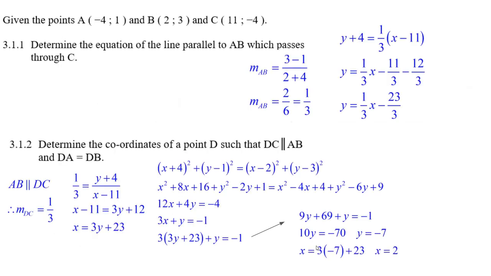That's the end of it there. The point is 2 and minus 7. They go through. And there's question 3. All done.